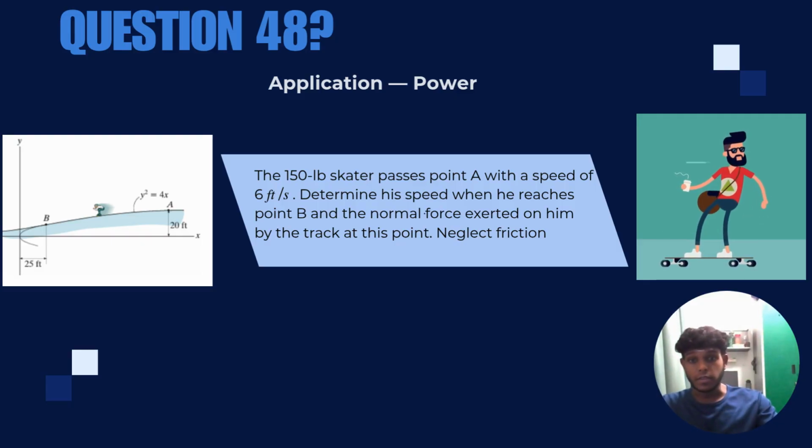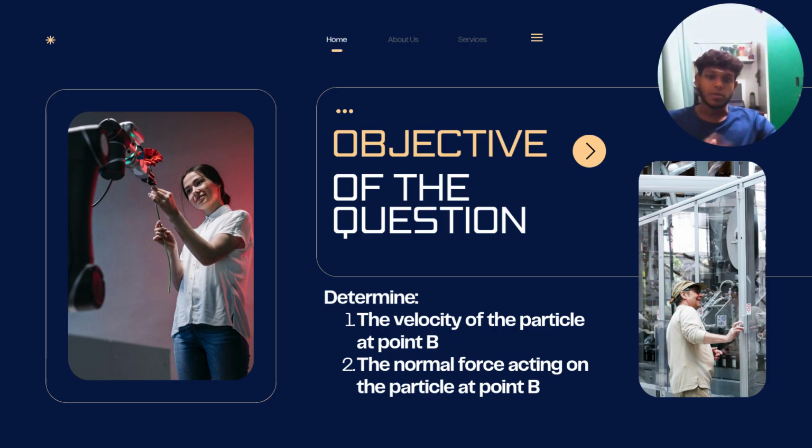So the third question is: a 150-pound skater passes point A with a speed of 6 feet per second. Determine his speed when he reaches point B and the normal force exerted on him by the track at this point. Neglect friction. The objective of the question is to determine the velocity of the particle at point B and the normal force acting on the particle at point B.